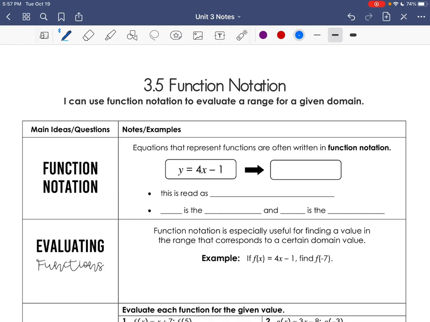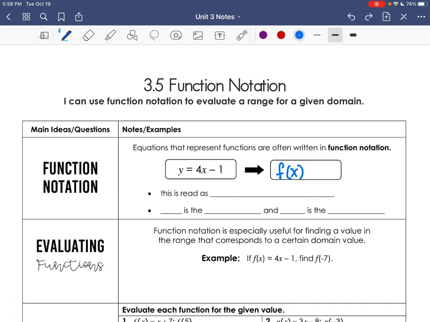Today we're going to be doing 3.5 function notation. I can use function notation to evaluate a range for a given domain. So function notation is just showing that the equation represents a function, and so it's written with function notation. The only difference is that instead of y, you have this function of x at the beginning.